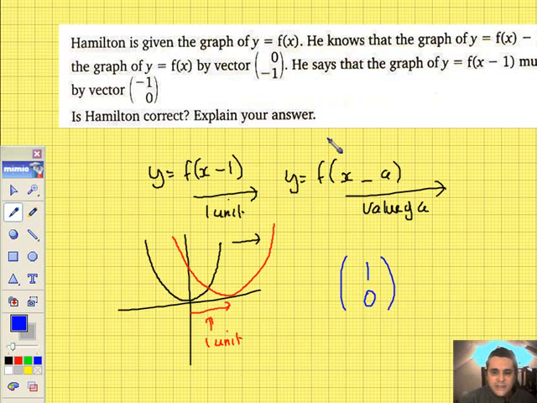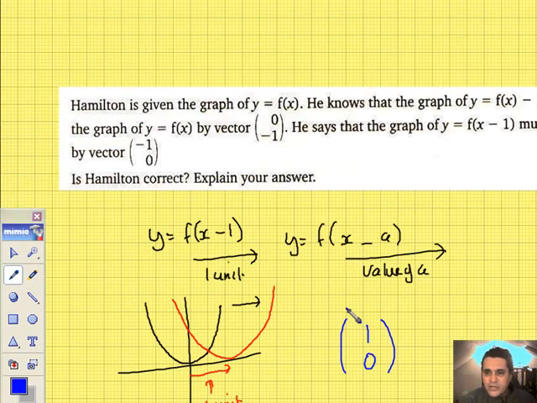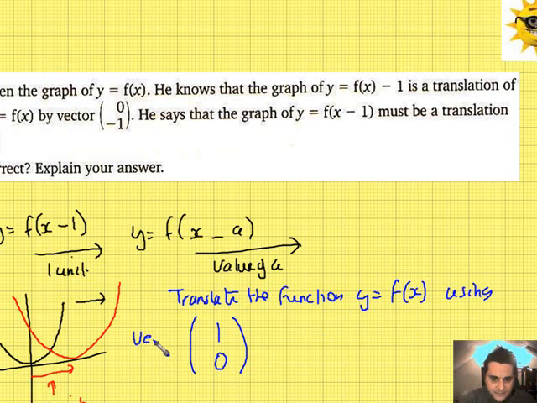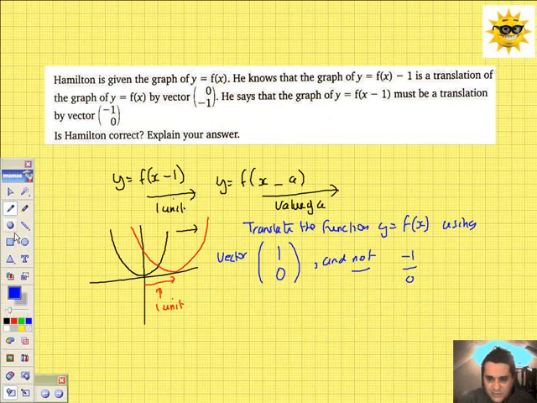So what is the transformation? We're going to translate the function y equals generic f of x using the vector (1, 0) and not minus 1. Oh, sorry, and not (-1, 0).